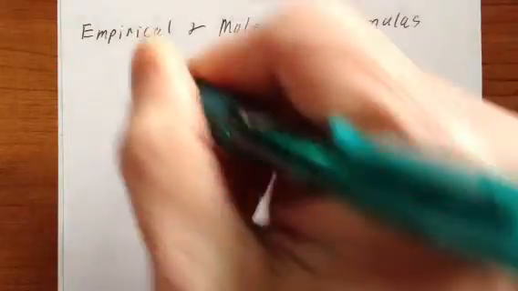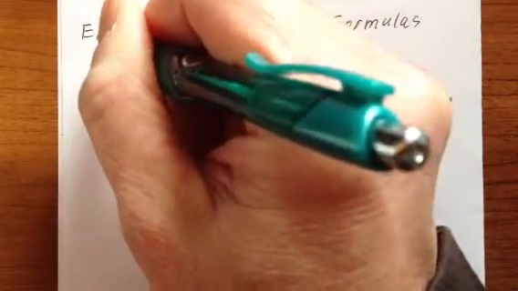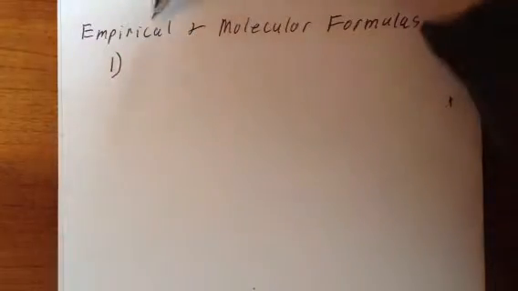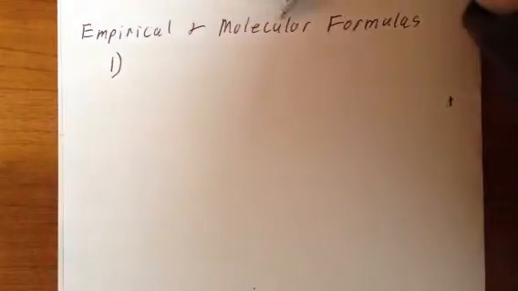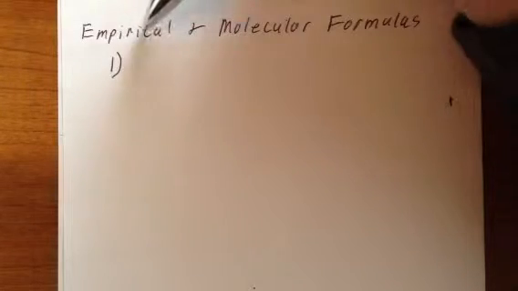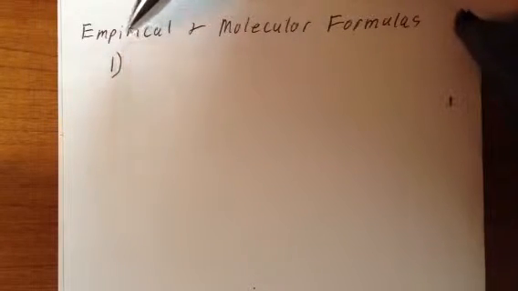All right, our first note is these are going to be steps for calculating the empirical formula, and once we have the empirical formula we can calculate the molecular formula. So we're going to put all the processes together. The first four steps are going to be the steps for calculating the empirical formula.